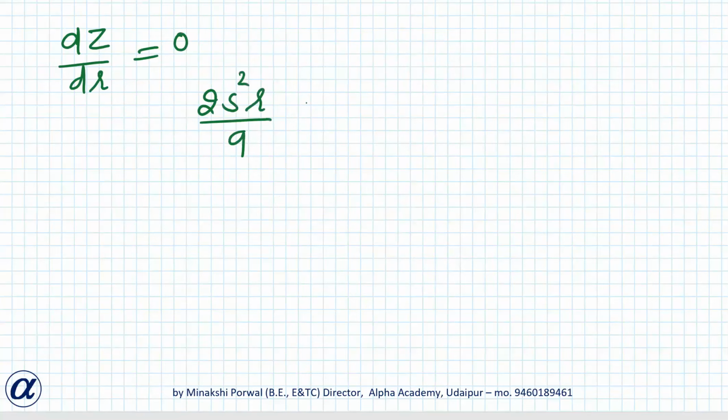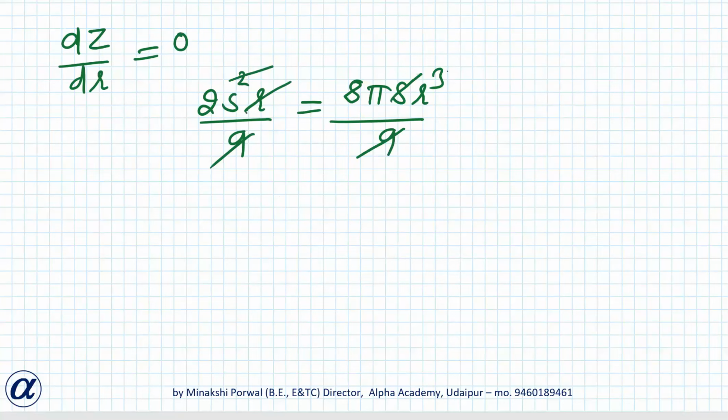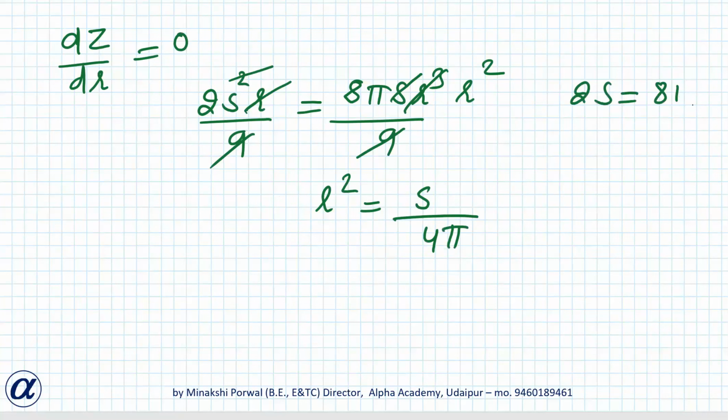So when we put dz by dr equals 0, 2 s square r by 9 equals 8 pi s r cube upon 9. So r square equals s by 4 pi, because 2s equals 8 pi r square. So that is equal to s by 4 pi, or s equals 4 pi r square. Okay.